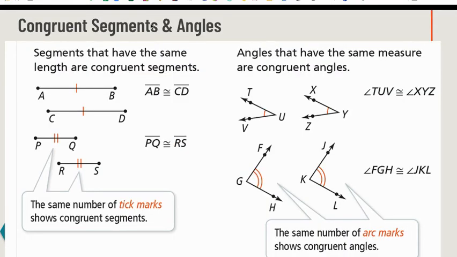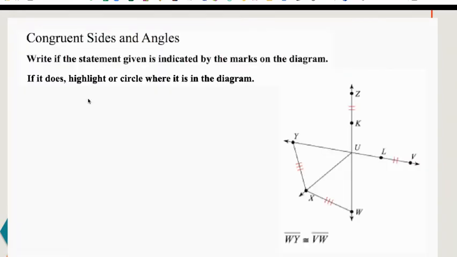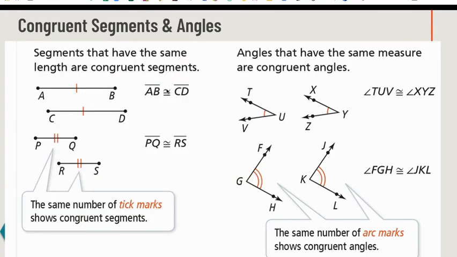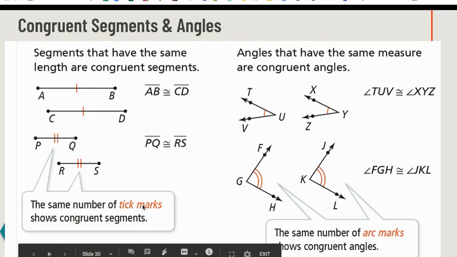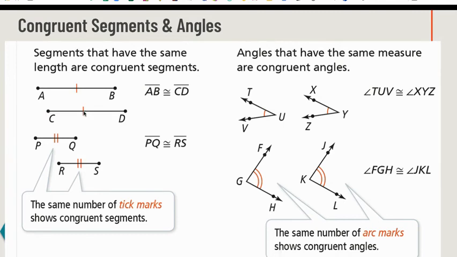Congruent segments and angles. So this is the congruent symbol. If two segments are marked with the same number of tick marks, these each have 1, that means they're congruent to each other, which means they have the same measurement. So if AB is 7, then CD is 7. Same here for these two. PQ is congruent to RS. So these segments are congruent.